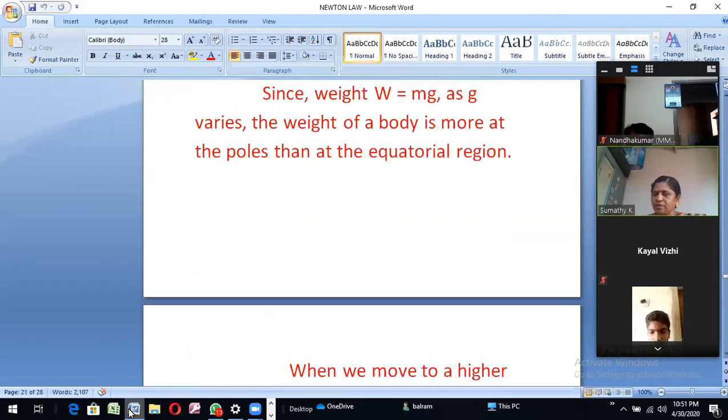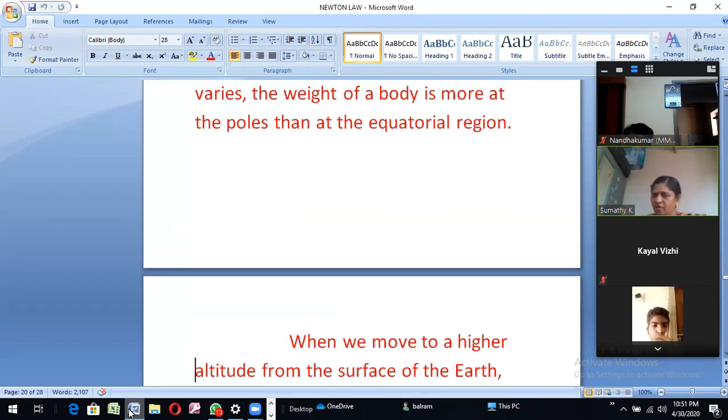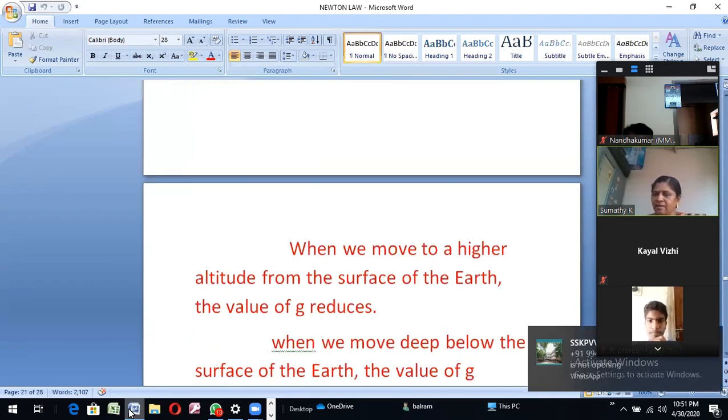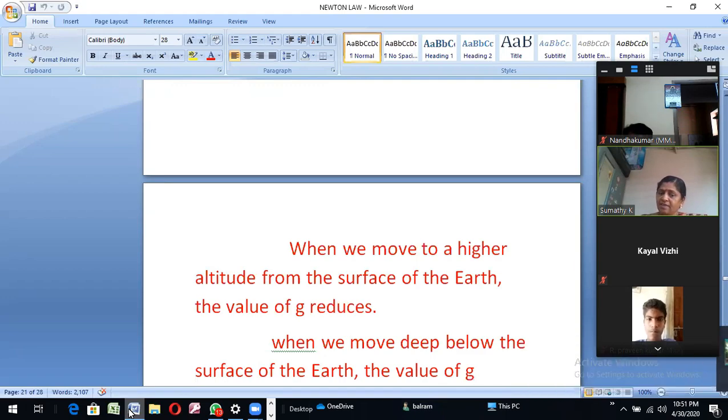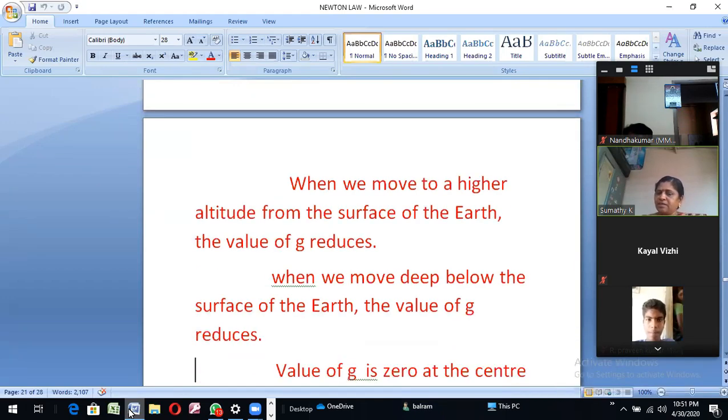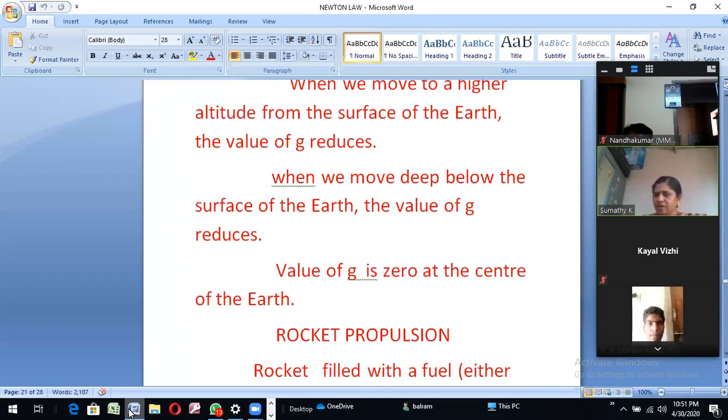So weight W is equal to mg. g varies. The weight of the body is more at the poles than at the equatorial region. Okay, when we move to a higher altitude from the surface of the Earth, the value of g reduces, and when we move deep below the surface of the Earth, g also reduces. Okay, so this was the last lesson.